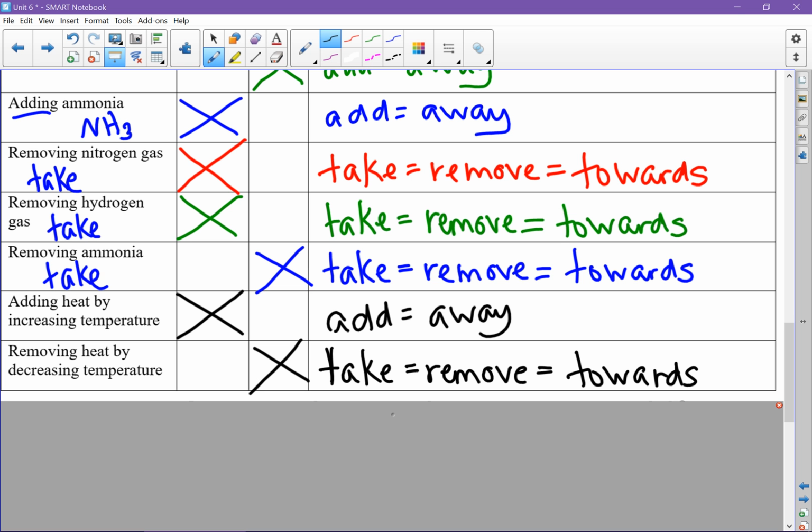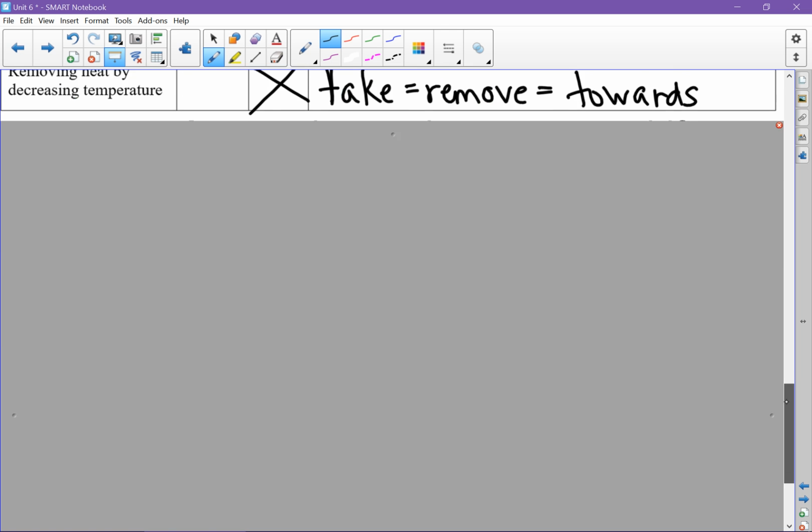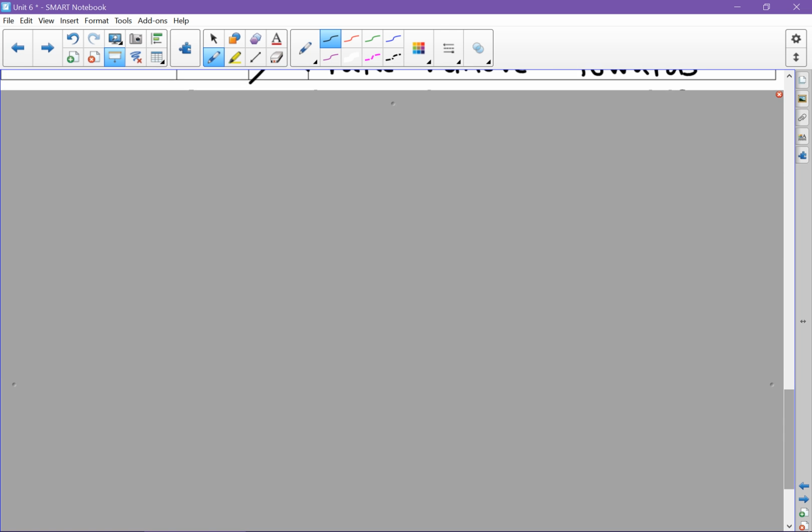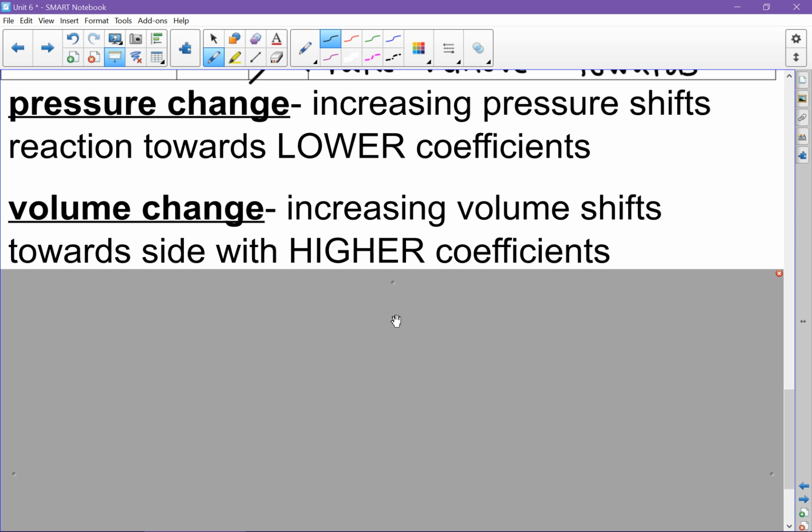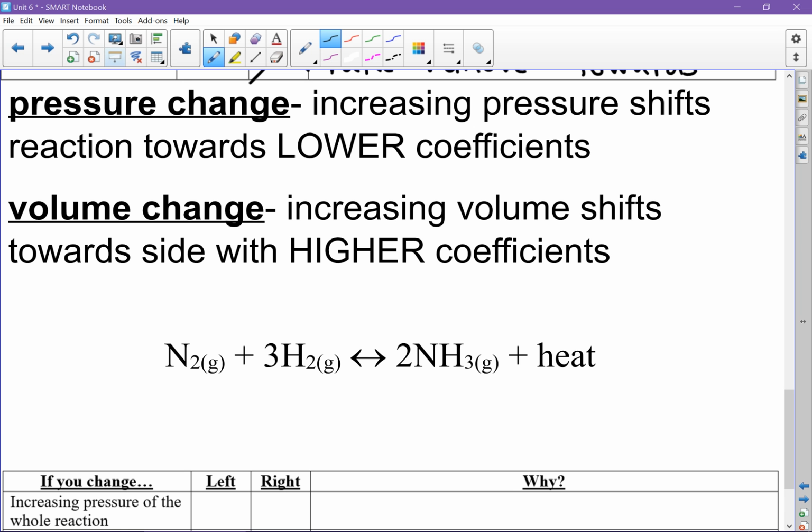So we talked about changing the concentration, the amounts of the things. Now we're going to talk about when you change the pressure and the volume. This rule is a little bit more complicated, so stick with me. So jot these down. If you change the pressure, increasing the pressure goes towards the lower coefficients, where increasing the volume goes towards the side with the higher coefficients. So I know that's a little weird. Let's do some practice together.